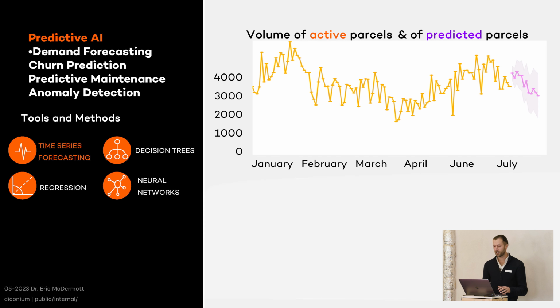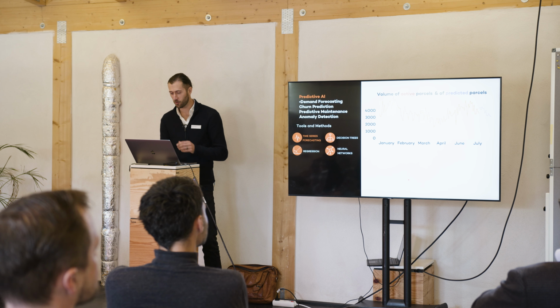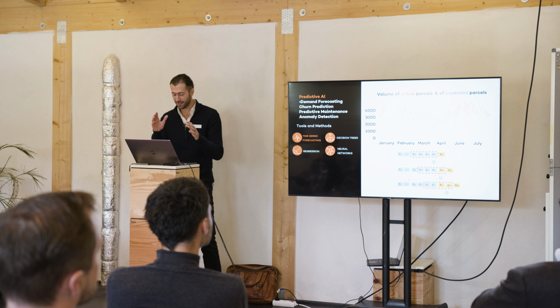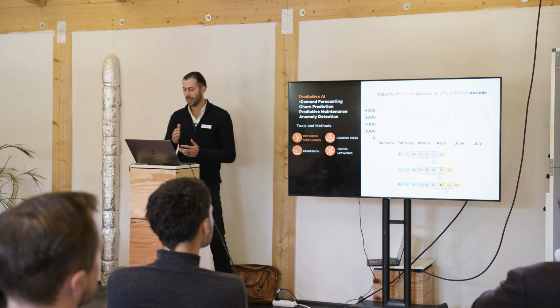They basically took the volume of active parcels that they were delivering over a time period, right? So this is a graph of that. And they were then able to, say, predict within a confidence interval how many packages they would need to deliver in the next time period. And by doing that, they were able to allocate their resources and dispatch their employees with better efficiency, which helps them save time and money. So that's really cool.